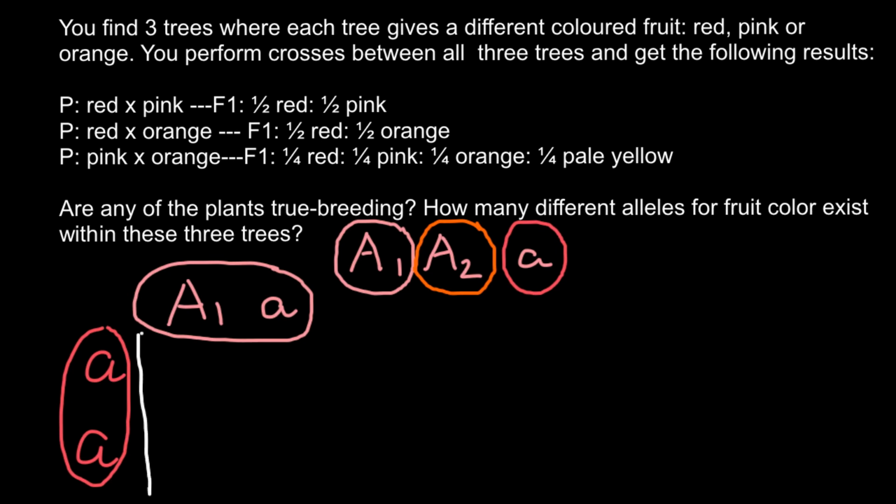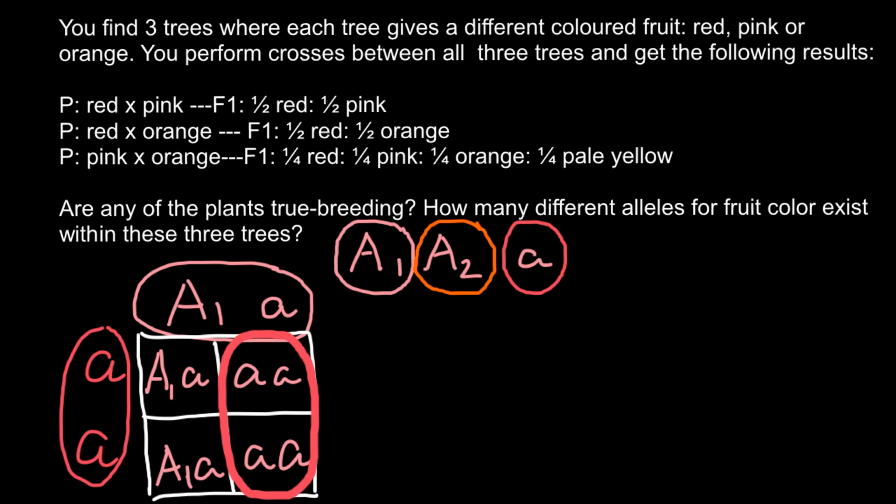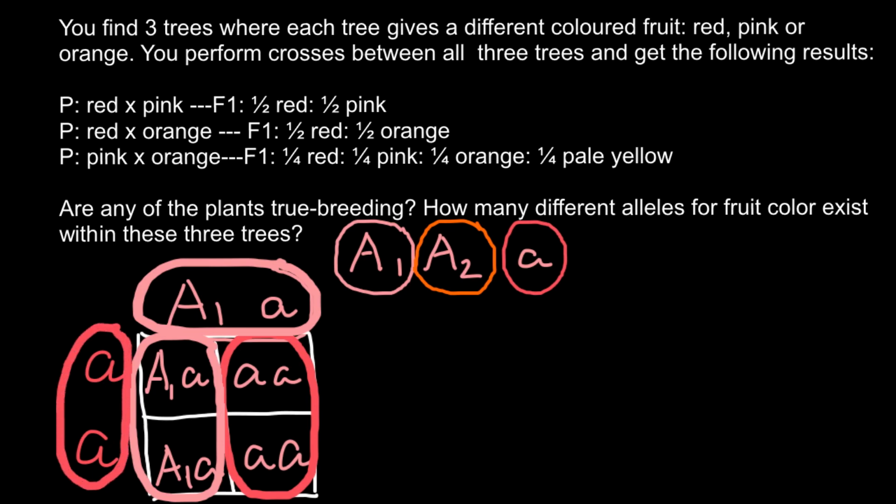So let's now build a Punnett square and see what we can expect in the F1 generation. Dominant allele A1 here and recessive allele a, two recessive alleles here. As you see, the results of such a cross would be 50% of the progeny having red color, and another 50% having pink color, just like their parents. So this is exactly what we see here when we cross red and pink: 50% of the progeny, which we call F1, would be red, and another 50% would be pink.